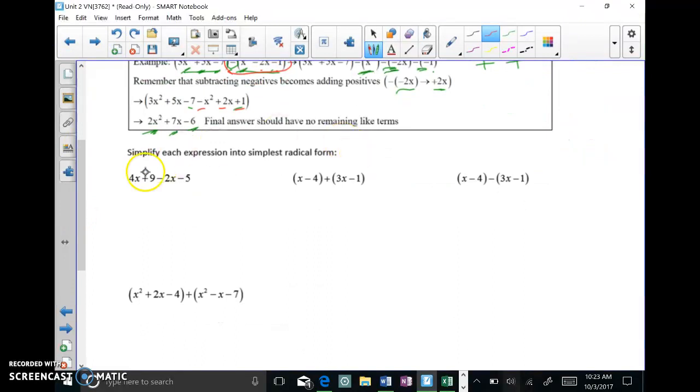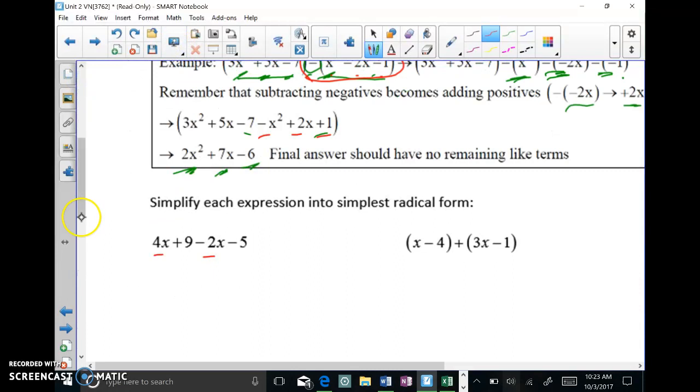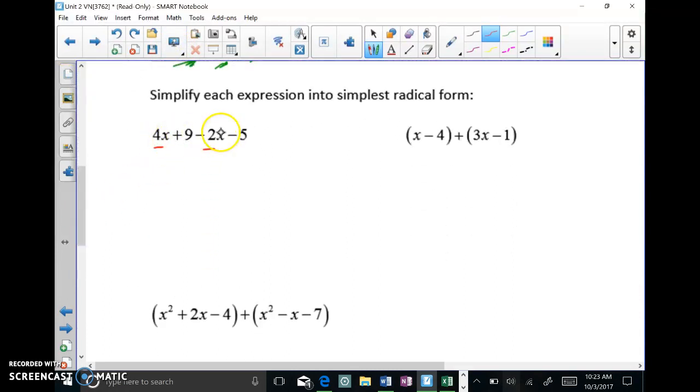So here we're just combining like terms. There's not even any parentheses here, so just combine like terms. We have 4x and a negative 2x. Let me actually zoom in a little bit more, make this a little bit bigger for us. A 4x and a negative 2x.